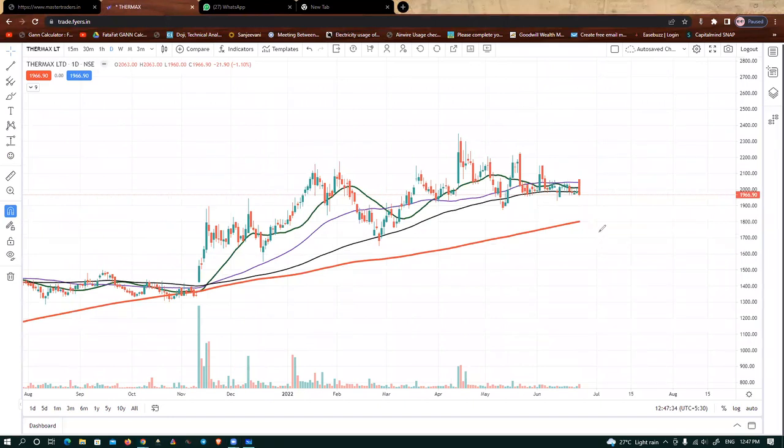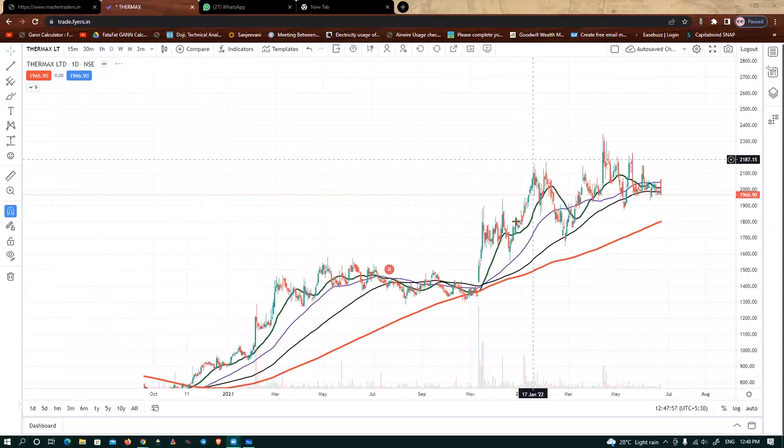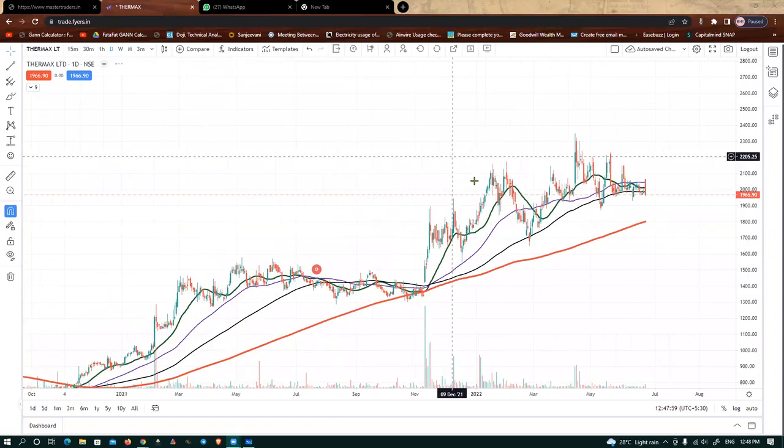So long-term trend is up, but short-term trend is sideways. Short-term trend is sideways. All are overlapping. Chances it can go upside only. It is not weak. With this, you need to look for the price action that we will do later.